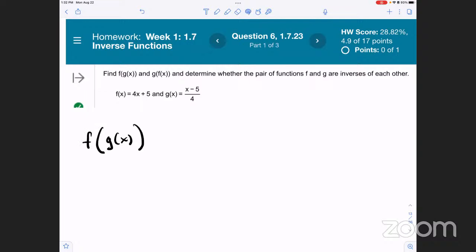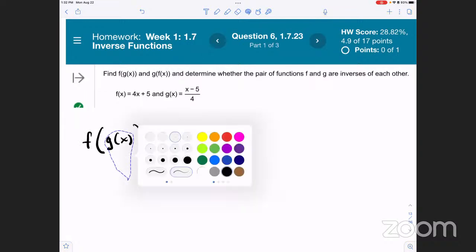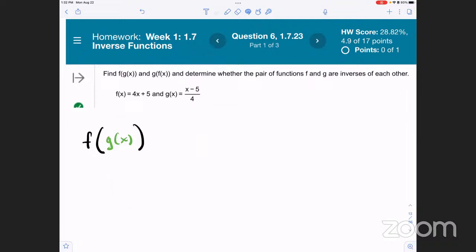Now for this first pass, let's do g of x in green. So then f of g of x, what does this mean? This means f of, what's g of x? G of x is x minus 5 over 4. So what this means is we're just going to write the function f as we see it, but we're going to replace all the x's with the green thing.